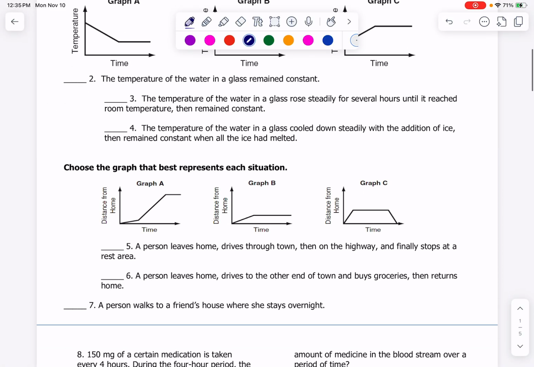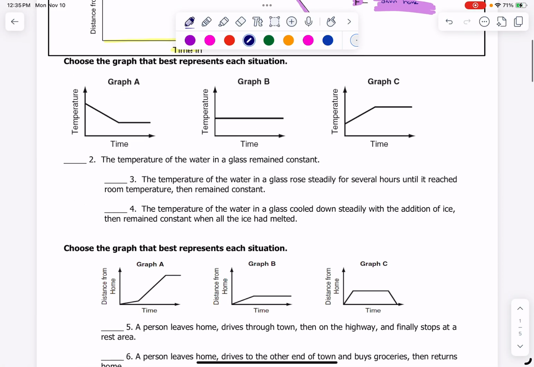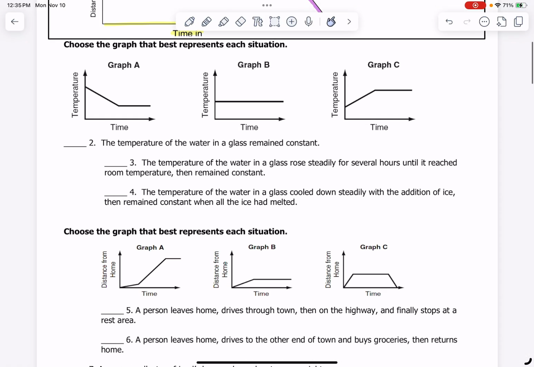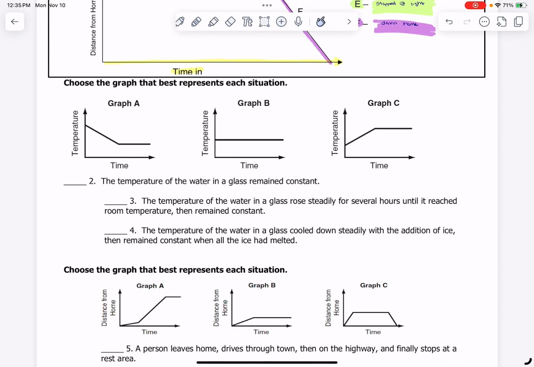Okay, so you guys have a couple of these where you're just going to match the graph. So what you're doing here is they give me a graph right here, and I'm going to see, okay, is graph A going to match 2, 3, or 4? So let's see, the temperature decreases, and then it stays the same. So this one says the temperature of the water in a glass remains constant. Well, no, this one decreases before it remains constant. The temperature of the water rose steadily for several hours until it reached room temperature and then remained constant. No, it didn't rise, it decreased.